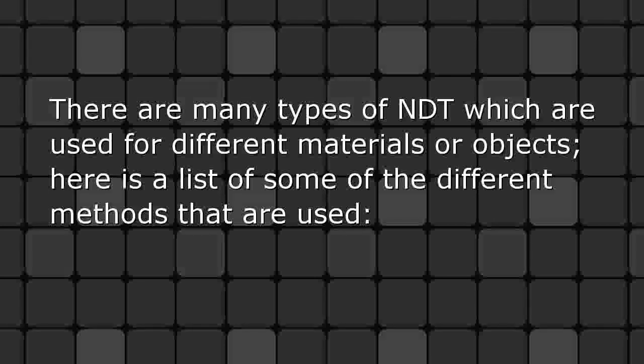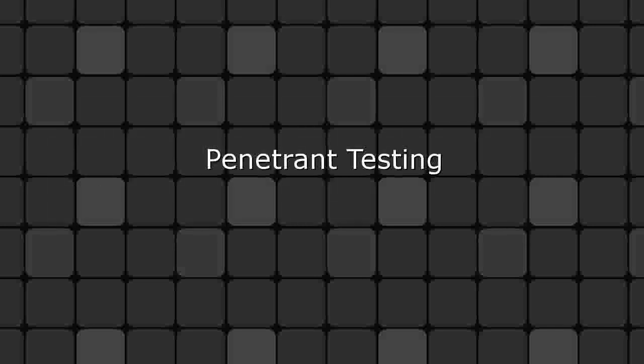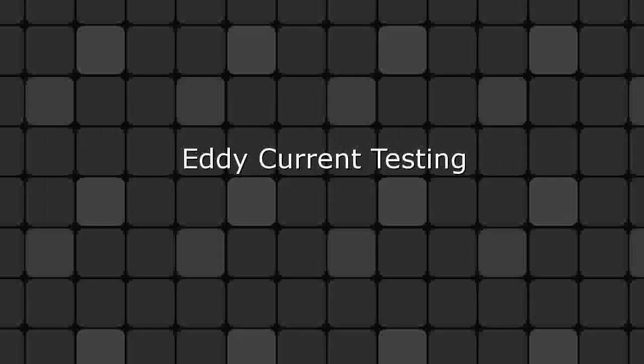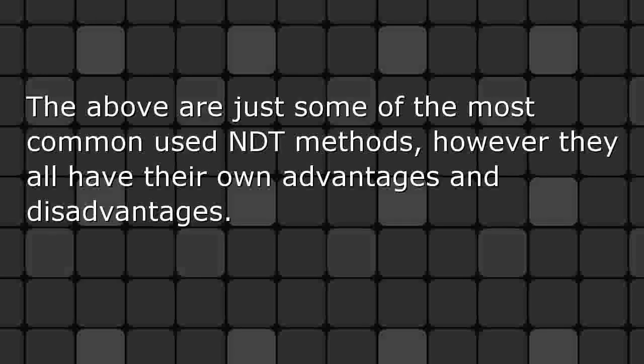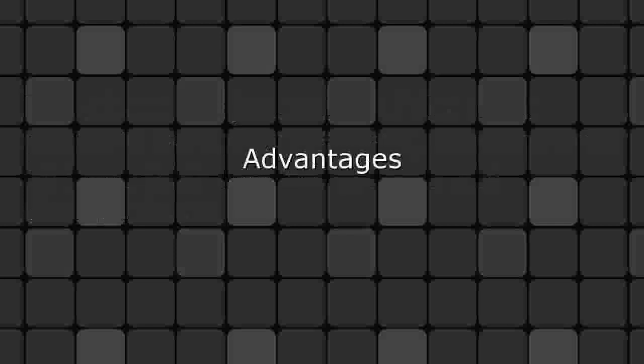Here is a list of some of the different methods that are used: penetrant testing, magnetic particle testing, ultrasonic testing, eddy current testing, radiographic testing, visual inspection, leak testing, infrared testing. The above are just some of the most commonly used NDT methods. However, they all have their own advantages and disadvantages.